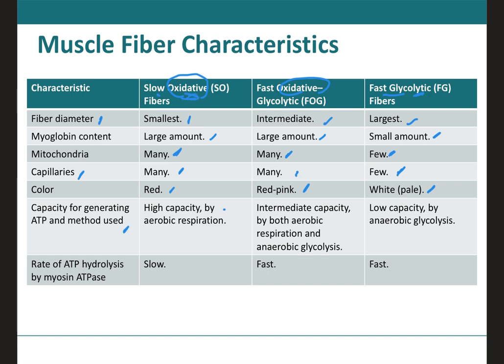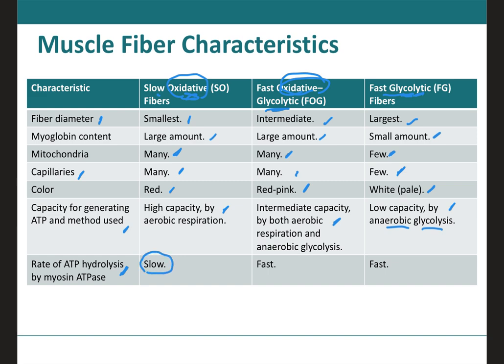With regards to the capacity for generating ATP, of course, if you have the oxidative phase, then you're going to have a high capacity. If you use both oxidative and glycolytic, then it's going to be intermediate. And if you just use glycolytic, then you're going to have a low capacity, because mainly it's going to be using anaerobic glycolysis.